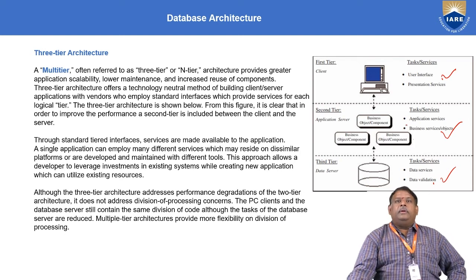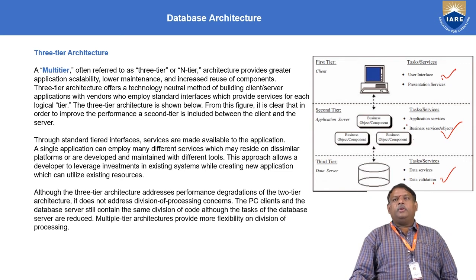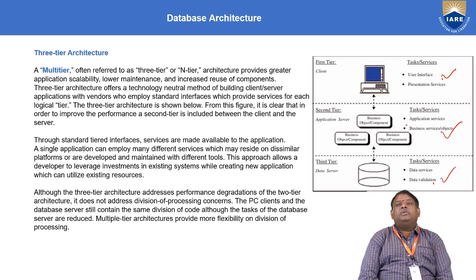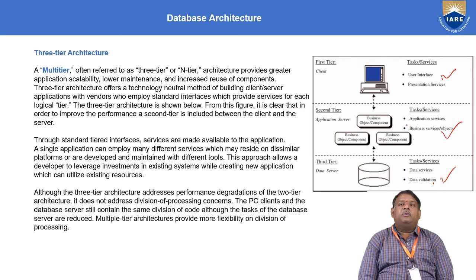Okay, and a multi-tier, often referred to as three-tier or n-tier architecture, provides greater application scalability, lower maintenance, and increased reuse of components. The three-tier architecture offers a technology-neutral method of building client-server applications, with vendors employing standard interfaces which provide service for each logical tier. The three-tier architecture is shown below.